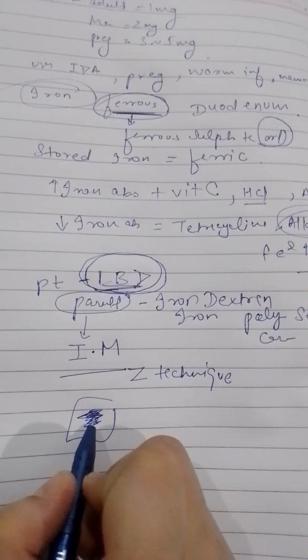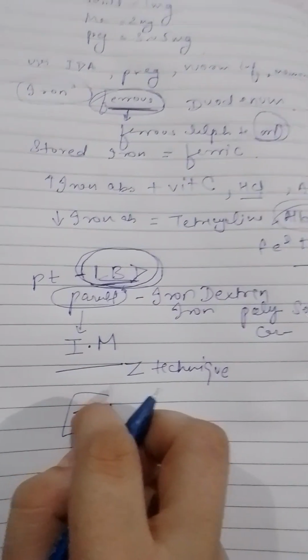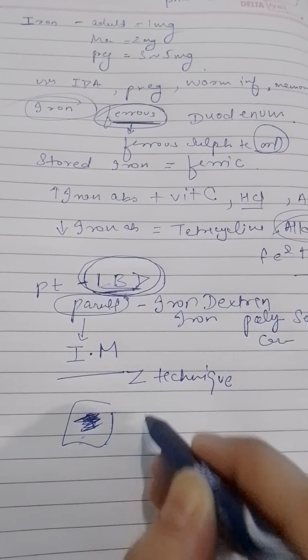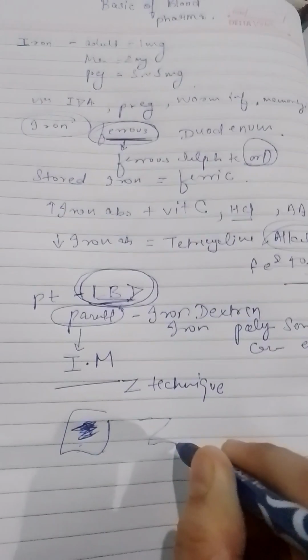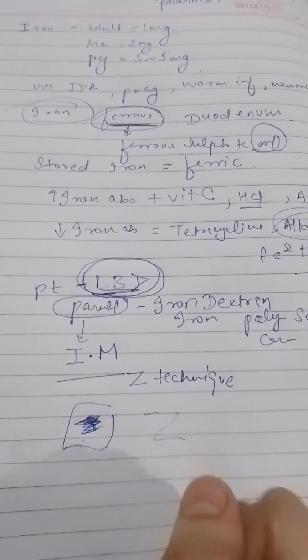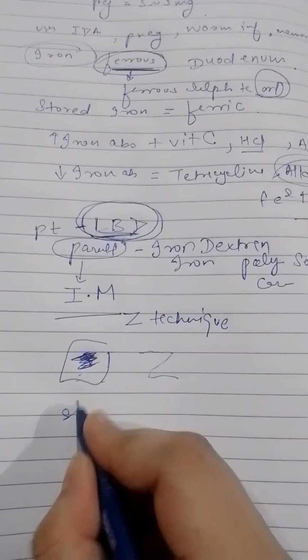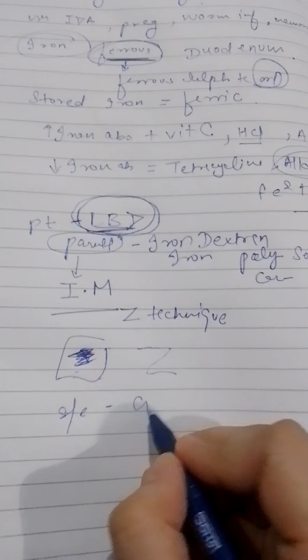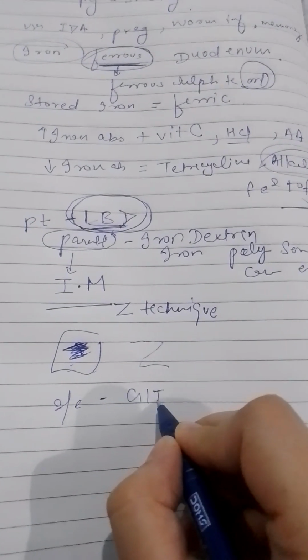Okay, so that's why we should avoid giving it in straight form. We have to give it in zigzag form, in Z form, like this. So that's what we have to remember. And one of the side effects I have already told you is that oral iron upsets the GIT. Okay, so there will be GIT symptoms.